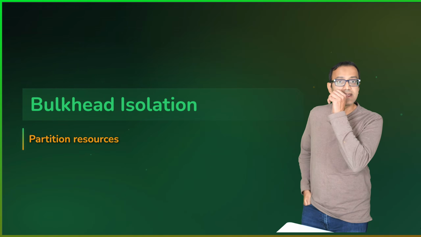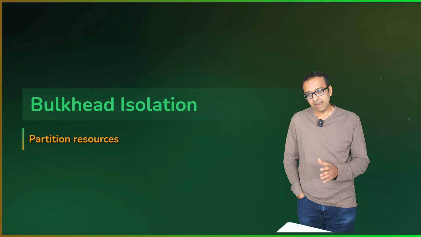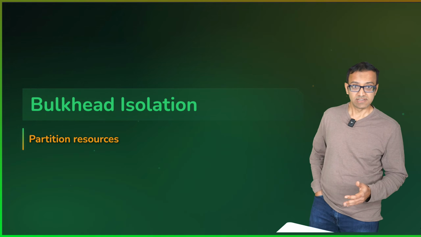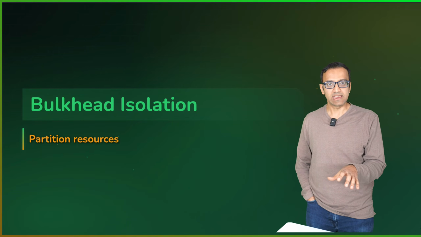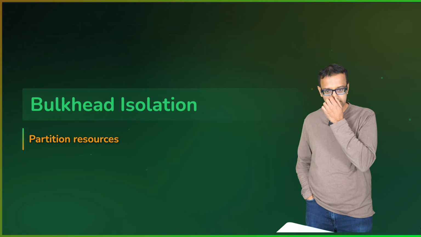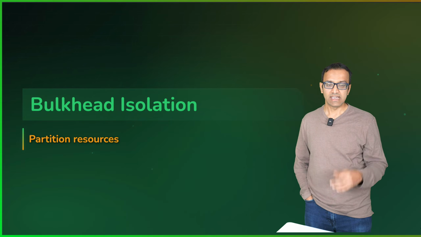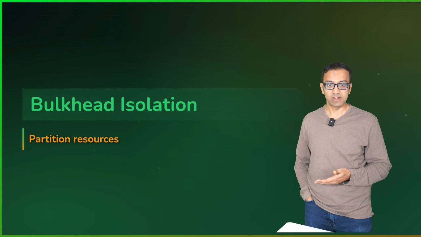And then there's the bulkhead isolation. Bulkhead isolation partitions resources so that if a problem happens, it affects only one area and doesn't affect another, right? A very good example for this is having separate thread pools for different dependencies, right?